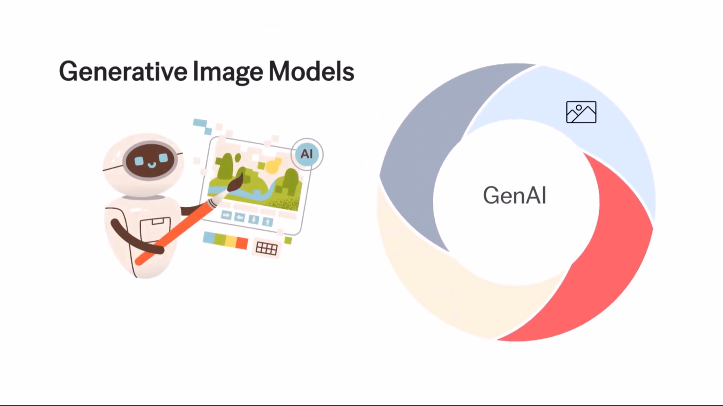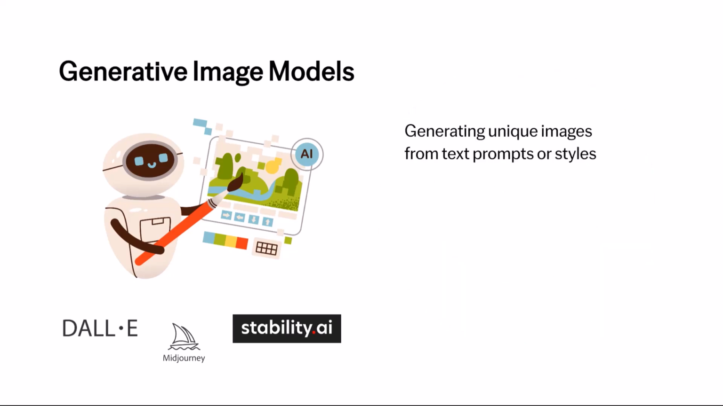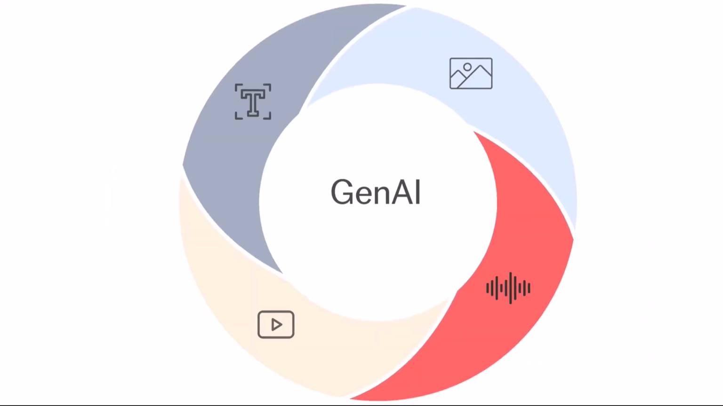Generative image models such as DALL-E, Midjourney, and Stable Diffusion focus on producing high-quality, unique images from text prompts or based on specific image styles. They are trained on extensive data sets containing various visual features, enabling them to generate new images that reflect learned styles, subjects, and compositions. These models are widely used in digital art creation, product design, marketing, and even virtual reality, where unique, visually engaging content is essential.